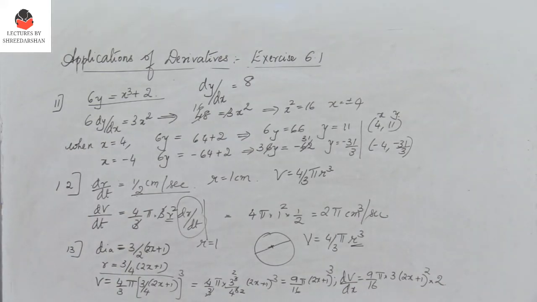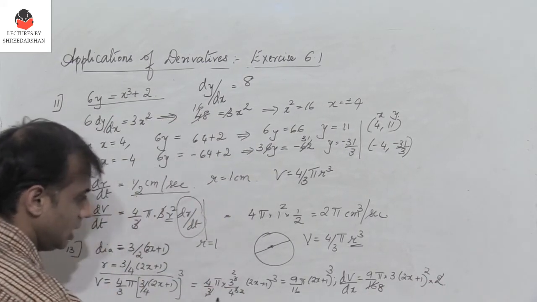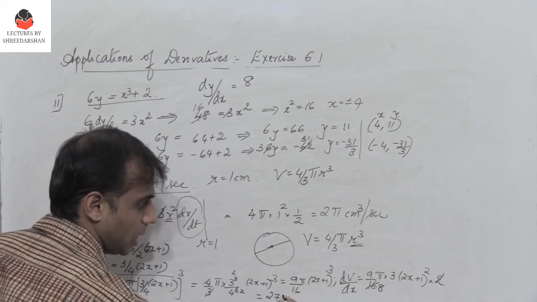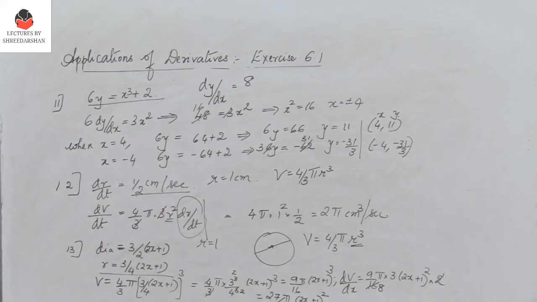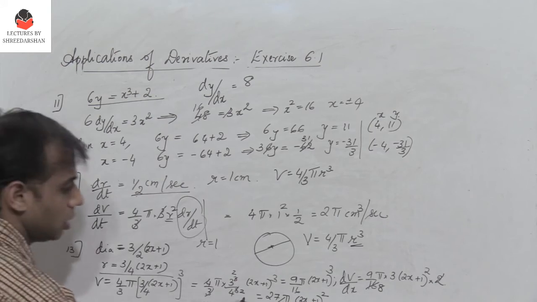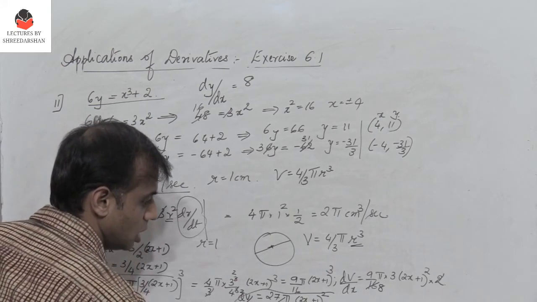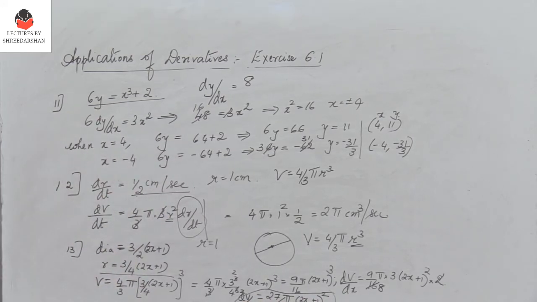So finally what do I get? So here 2, 8, so this becomes 27. So finally I get 27 by 8 pi (2x plus 1) the whole square. So this is dV by dx. So we actually had to find the rate of change of volume with respect to x. So we have found dV by dx, given by this expression, which is 27 by 8 into pi (2x plus 1) the whole square.